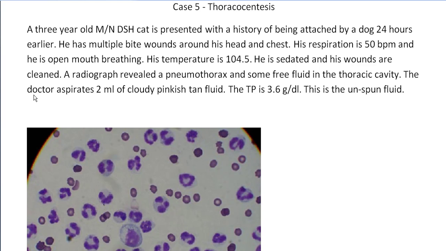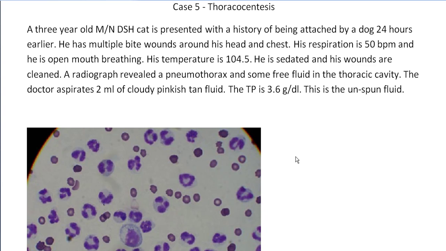Case 5 is a cat that was bitten by a dog 24 hours earlier and comes in with difficulty breathing and a high temperature and wounds on his body. The radiograph reveals a pneumothorax and some fluid in the thoracic cavity. The thorax is aspirated and 2 mLs of cloudy pinkish tan fluid are pulled.